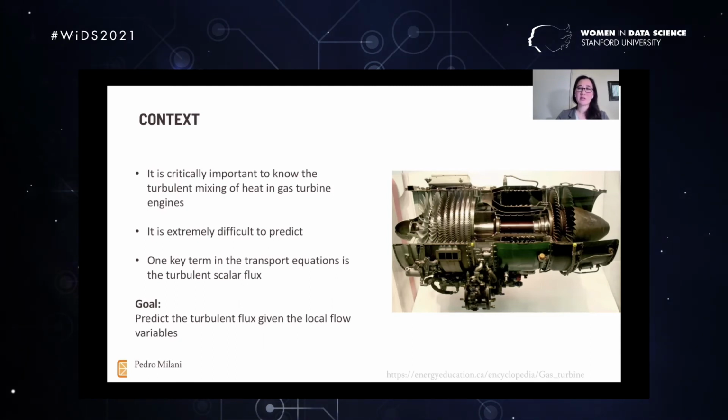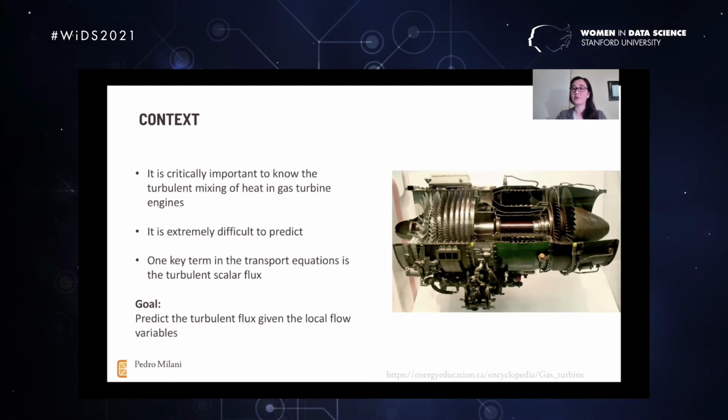So the context in this use case is that in jet engines, it's critically important to know the turbulent mixing of heat downstream of the combustor, because the hot air coming out of the combustor is actually hotter than the melting point of some of the downstream components. And you definitely don't want those components to melt. So you have to be able to predict the mixing of that hot gas really accurately. And unfortunately, it's extremely difficult to predict. It's extremely difficult to simulate using physics-based simulations.